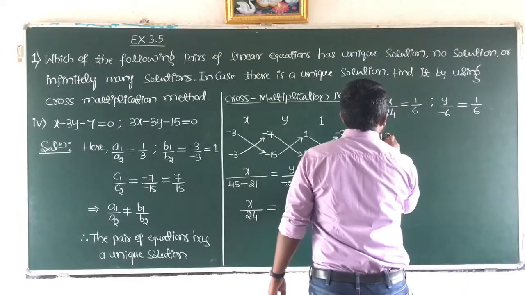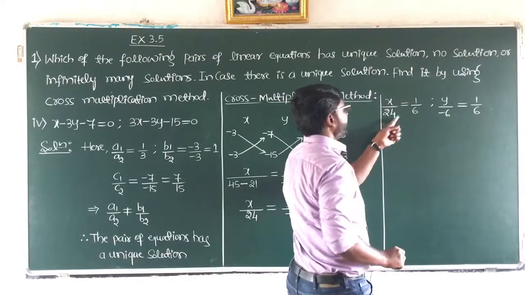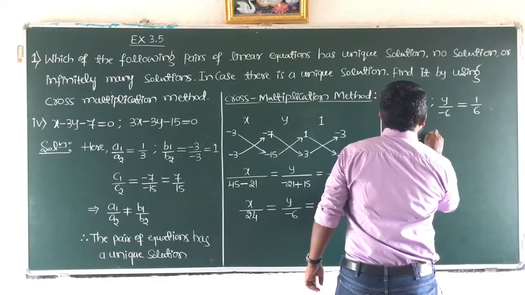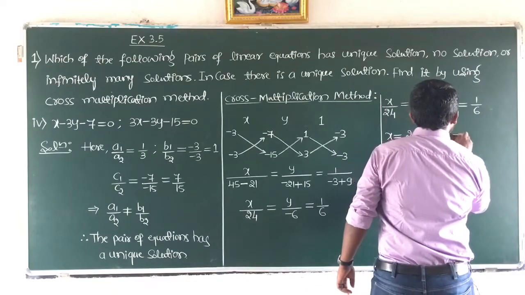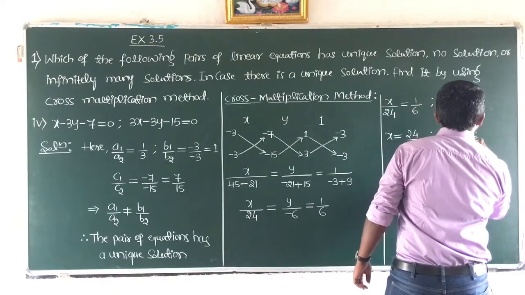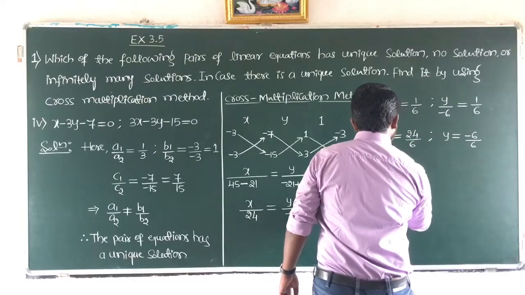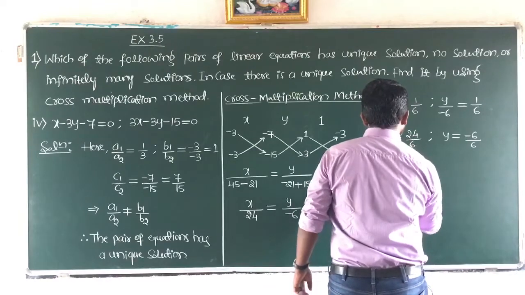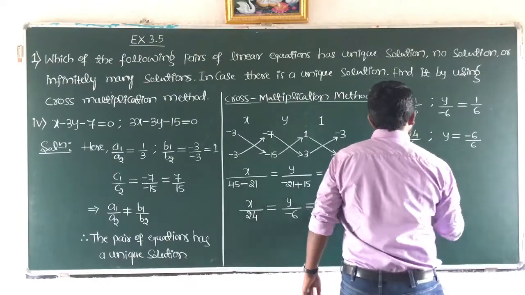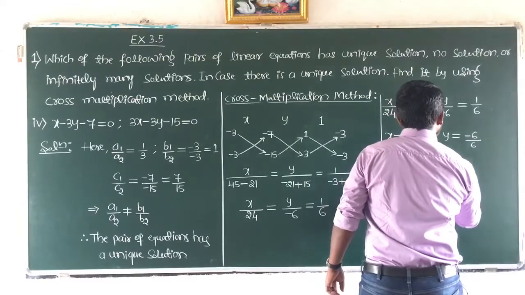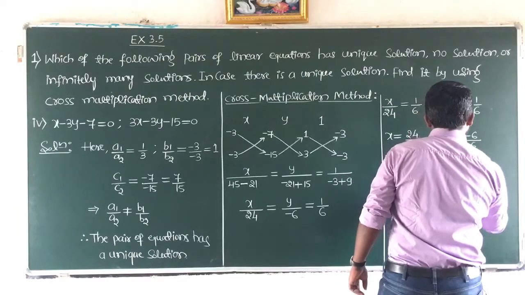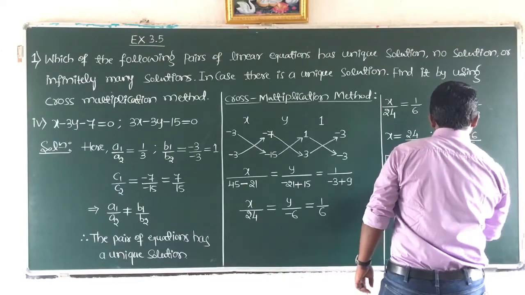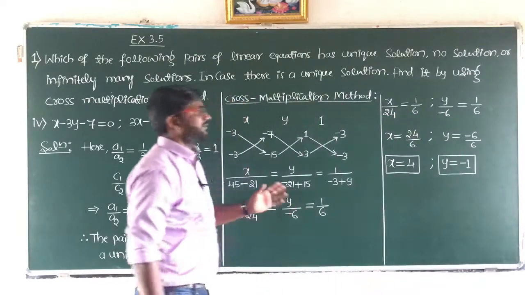Then now take 24 to the RHS, it goes to the numerator, x is equal to 24 by 6, and then y is equal to minus 6 divided by 6. Then x is equal to 4, since 6 fours are 24, then y is equal to minus 1. So this is all about the fourth sub question.